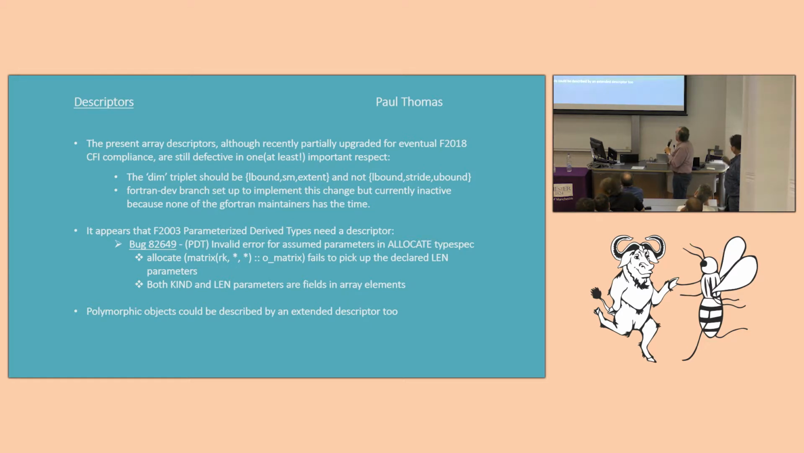And then finally, Tobias Burness proposed a long time since that if we just added a pointer to the V table for class objects, we could tap this onto the array descriptor, and then we'd have an overall single descriptor which covered both arrays, parameterized derived types, or polymorphic objects, or mixtures thereof. So this is something for the long term, and of course it will require substantial changes to the ABI.